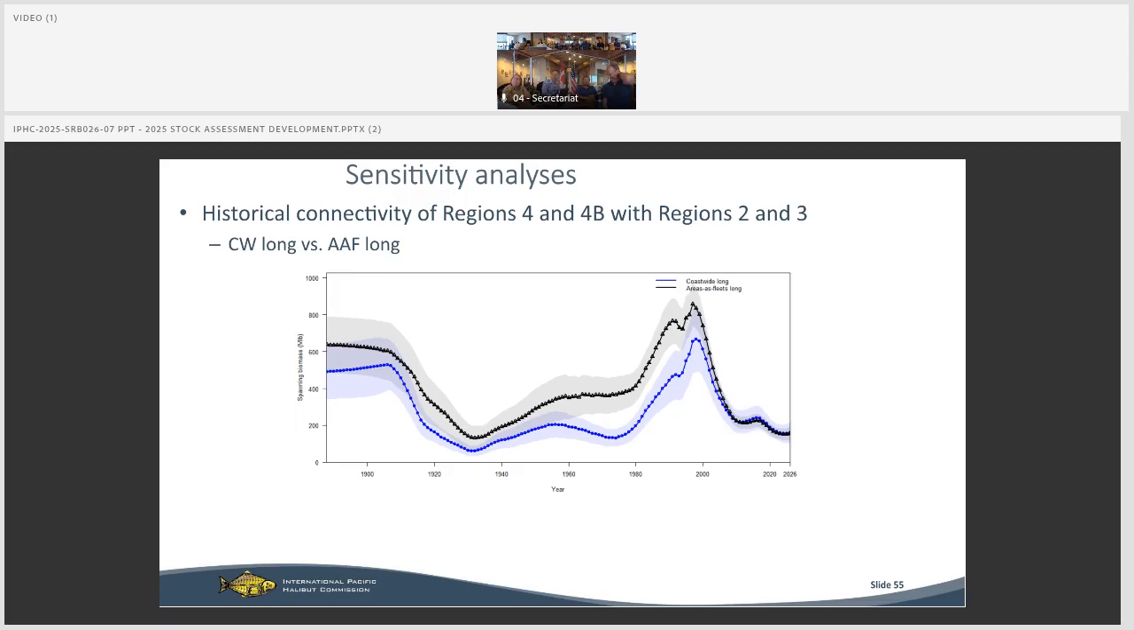I see the comparison of these two models as one of the bigger sensitivities. Unfortunately, this is not one that is easily resolved, and it has to do with the historical connectivity of the west side and the east side of the stock. Recall, the coastwide long model assumes asymptotic selectivity. The areas-as-fleets long model assumes dome-shaped selectivity on the east side of the stock. What that means is that in that historical period, when most of the fishing was in region 2 and 3, in the coastwide model, the entire stock gets fished down. That's the blue line. So early in the 1900s, we fished the whole stock down.